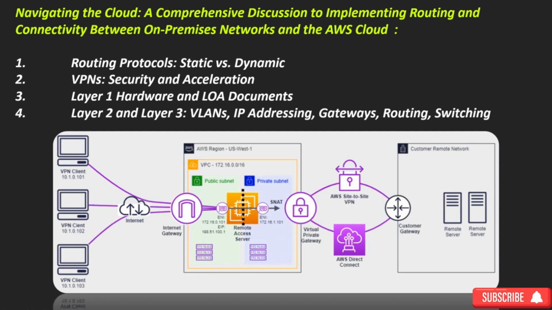Second will be on VPNs, that is for security and acceleration. Virtual private networks play a pivotal role in securing data in transit between on-premises and the cloud. So understanding security protocols, encryption methods, and accelerated VPN options ensures secure and efficient data transfer mechanisms too.